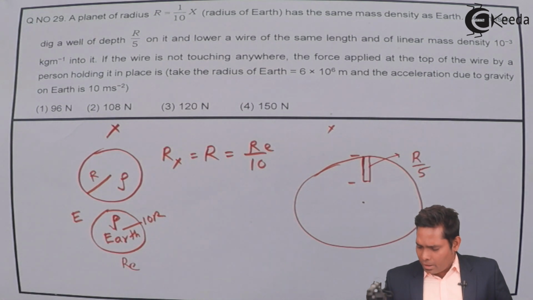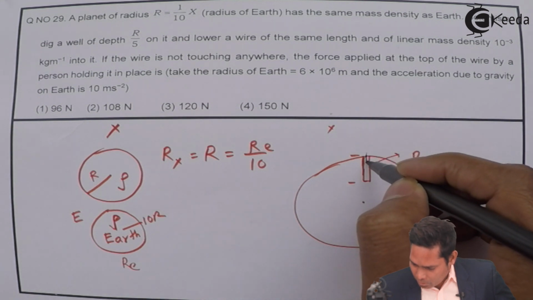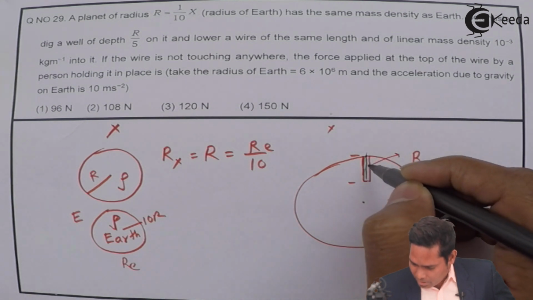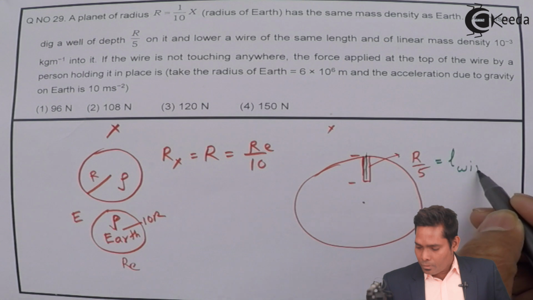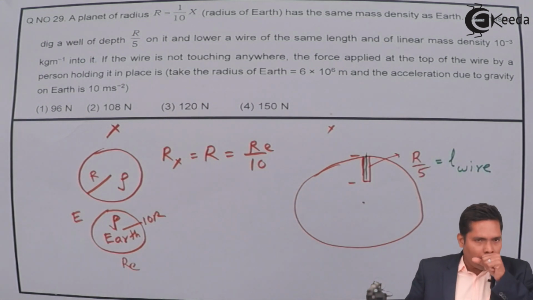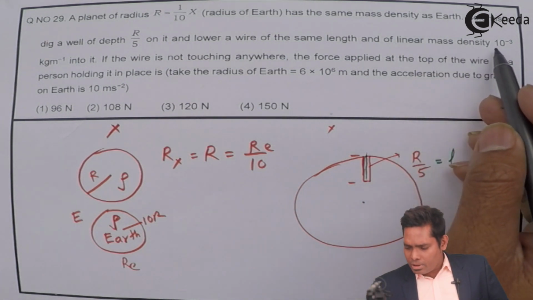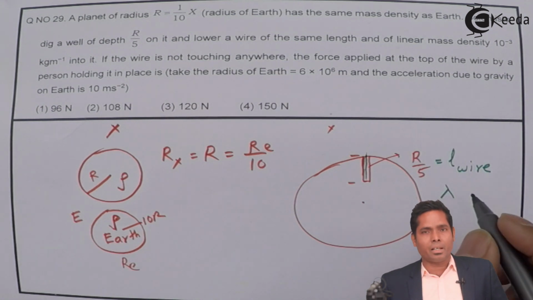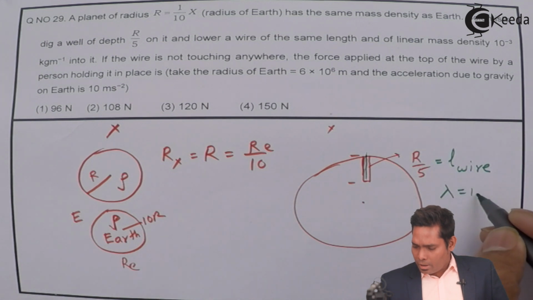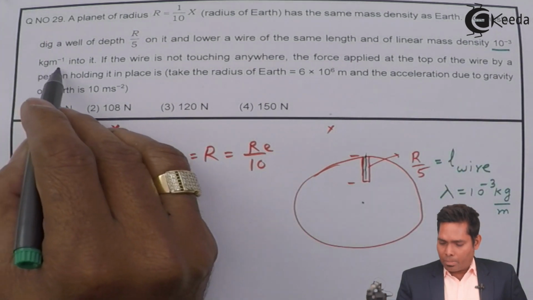That means they put a wire here, lowered, and the length of the wire is the same as this depth. The wire has linear mass density lambda, which is mass per length, equal to 10⁻³ kilogram per meter. This is given.